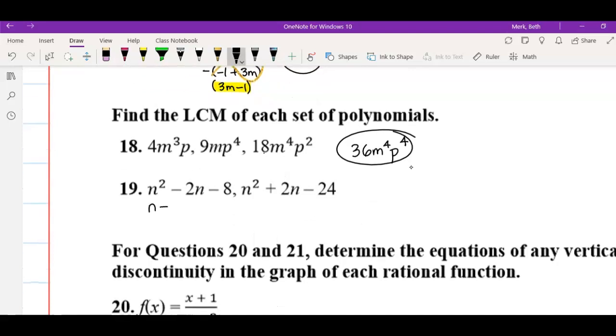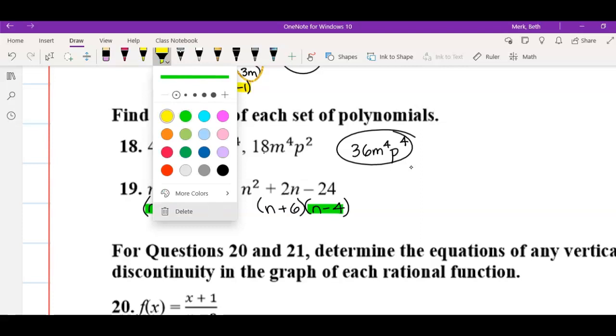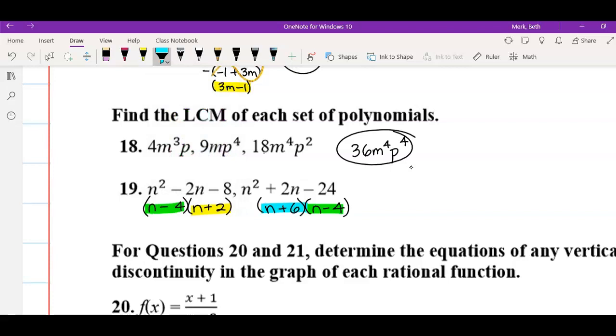On the next one, if we factor it, n minus 4 times n plus 2, and the second polynomial factors to n plus 6 times n minus 4, you can see that they both have a factor of n minus 4, but the one on the left has a factor of n plus 2, and the one on the right has a factor of n plus 6, and the least common multiple must represent all of them. So it would be n minus 4, n plus 2, n plus 6.